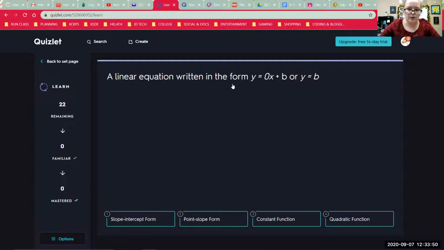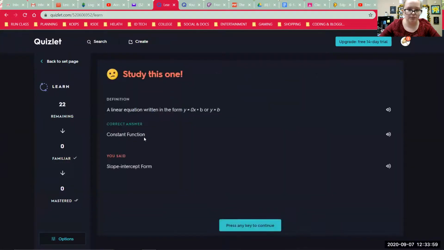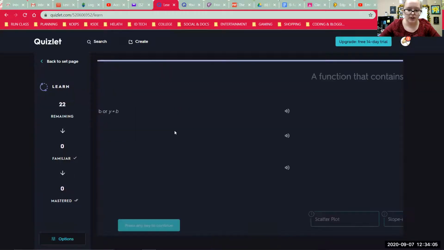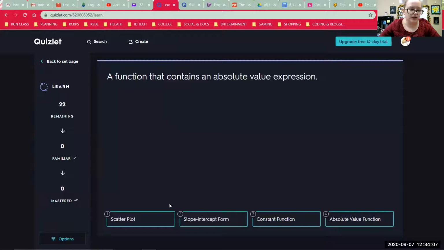A linear equation written in the form y equals 0x plus b, or y equals b. Is that slope-intercept form? Nope. So I gotta study this one. It's a constant function. So then we click on continue, and it gives us another one.